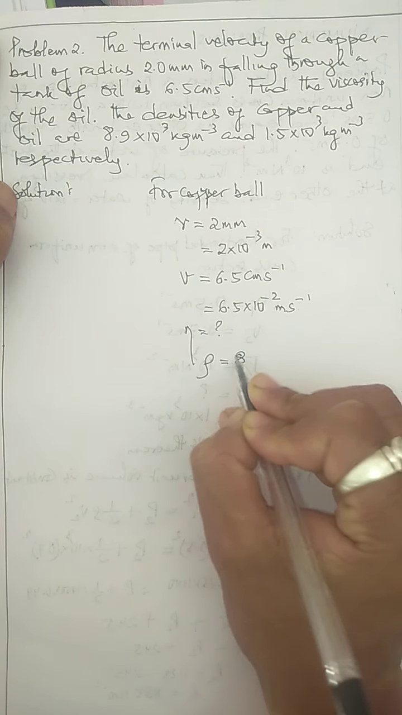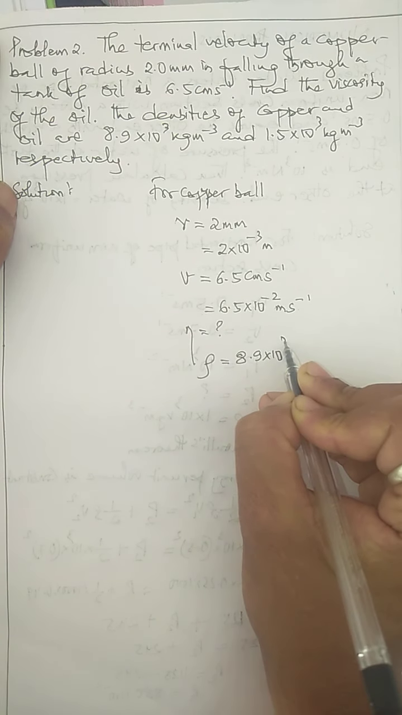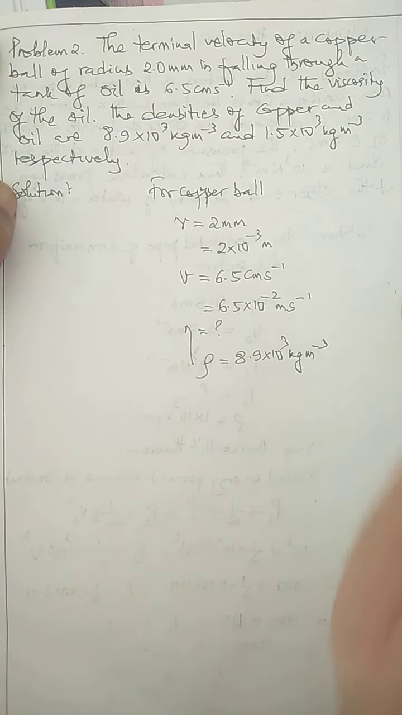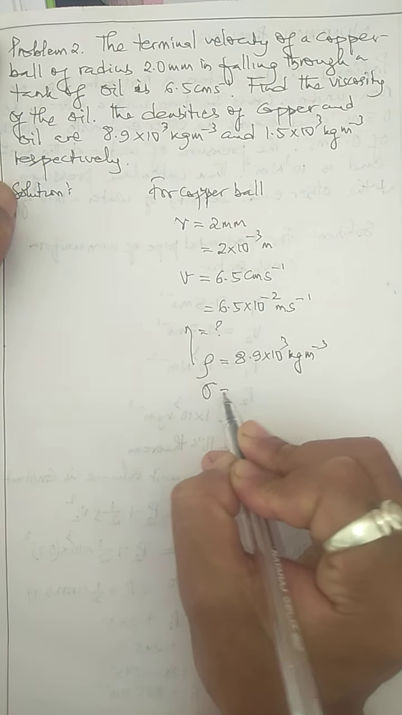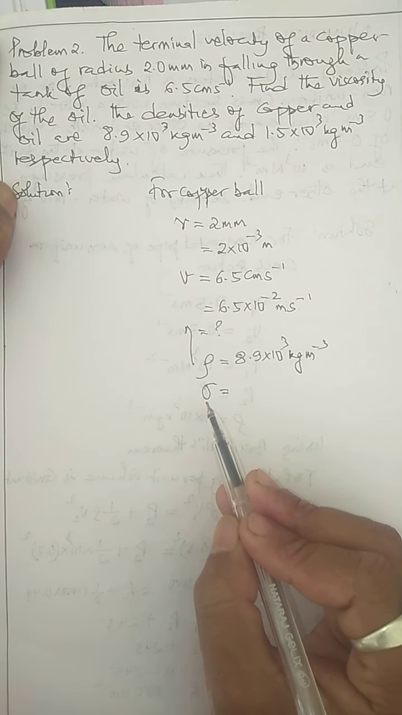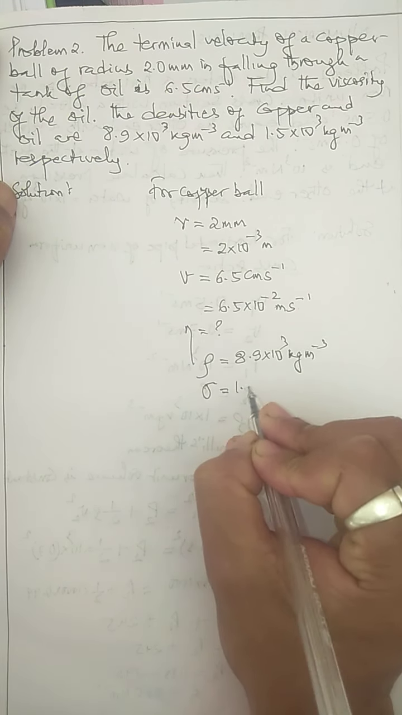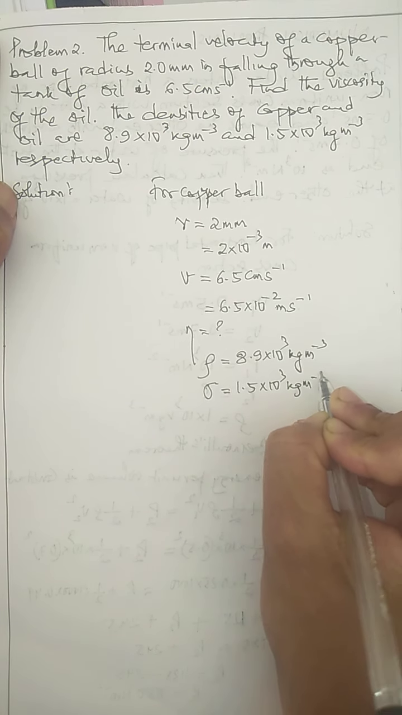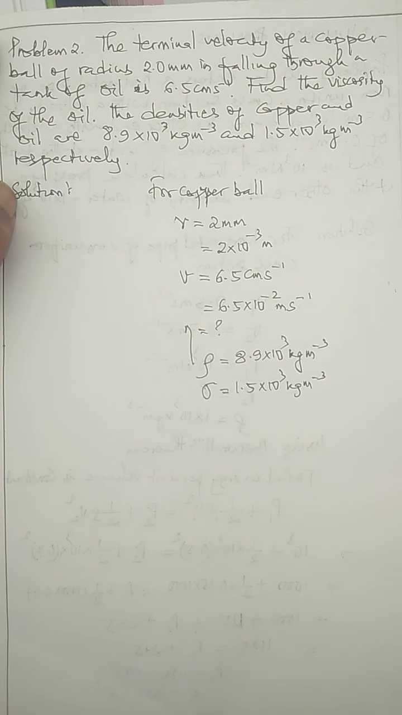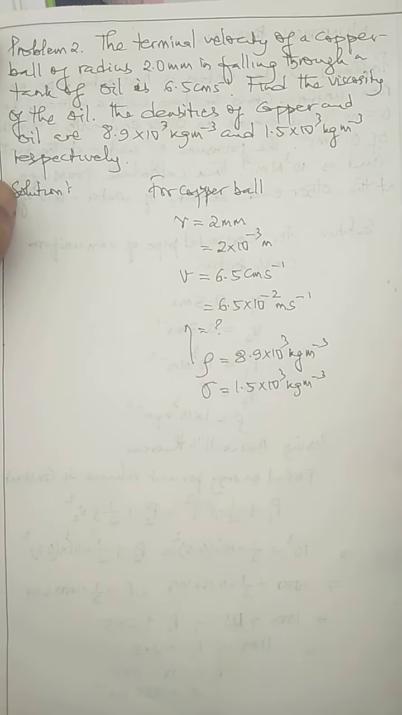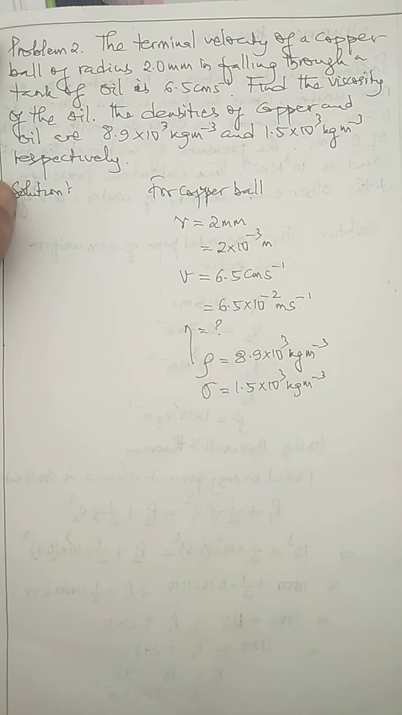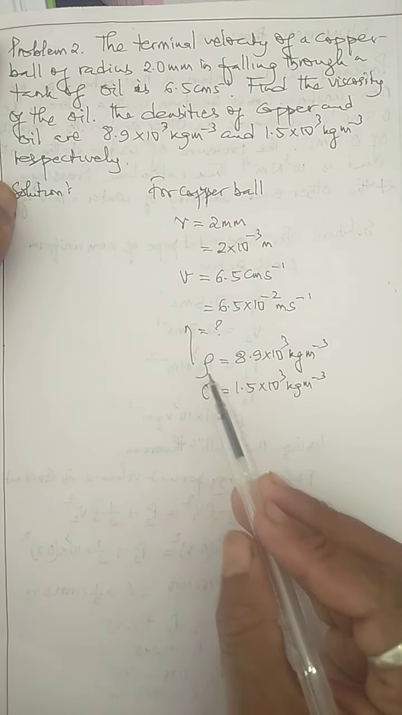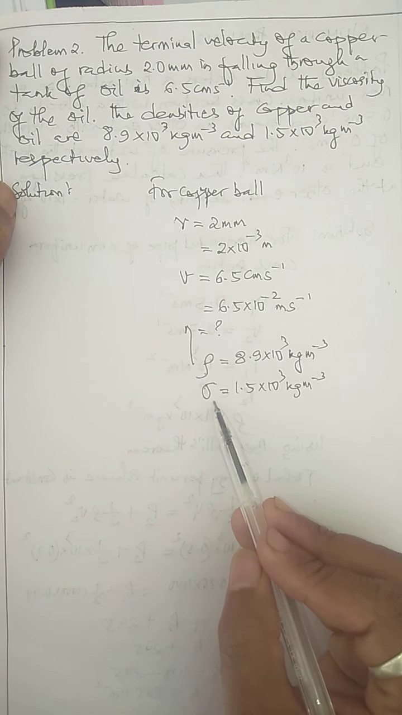That is 8.9 into 10 to the power 3 kg per meter cube. And even oil has a density, and this is given by sigma. So children, sigma is the symbol we use for density of oil. That is 1.5 into 10 to the power 3 kg per meter cube. Okay, but children, in this particular case, when we follow Stokes law to determine the terminal velocity of any metal solid, that solid should have more density than the liquid. That's why you see the density of copper ball is more than the density of oil.